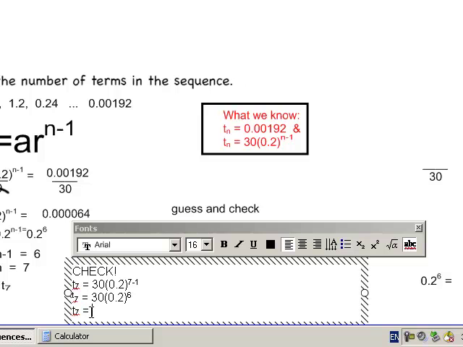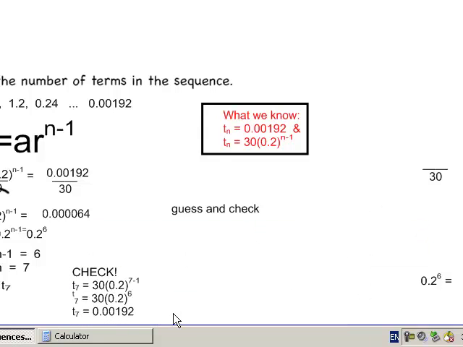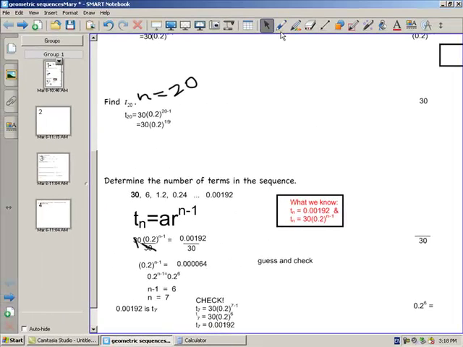So my final thought for you is that this equals 0.00192, QED, quod erat demonstrandum. I'm very, very happy with that. Check mark.